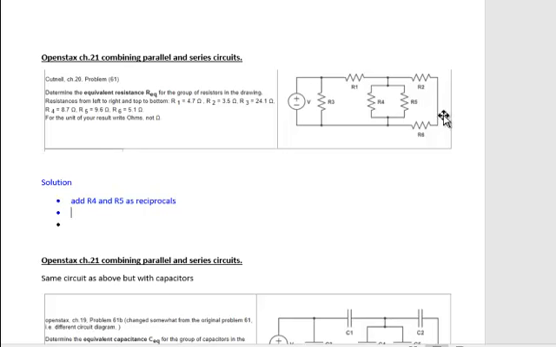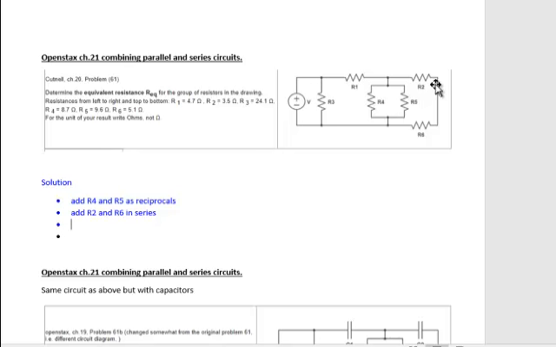What else? Well, notice back here, R2 and R6 are one after another. There's no junction between them, so they must be in series. So add R2 and R6 in series. So these two are in series with each other, and these two were in parallel with each other. Now, these two here are in parallel with these two.